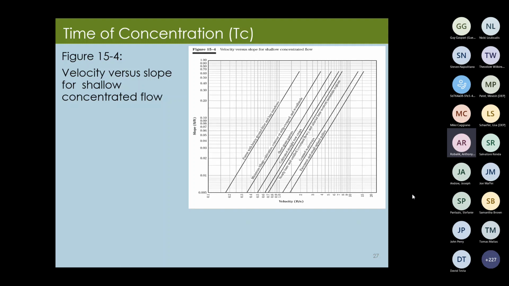So you would draw a horizontal line from your slope on the y-axis over to the condition line, and then draw a vertical line down to the x-axis to find your value for velocity. You may still see citations for a TR55 source, but remember that has been superseded. So make sure the graphical source used is the one shown here.